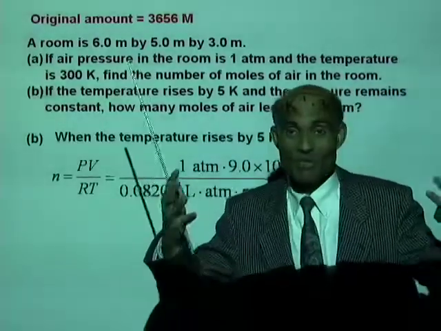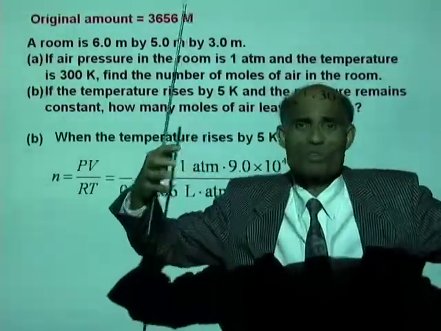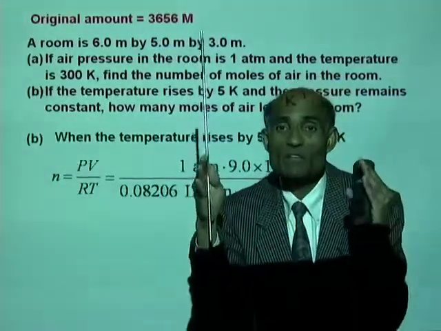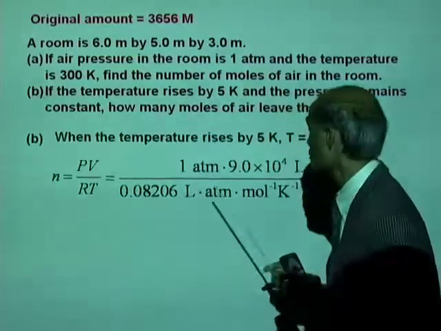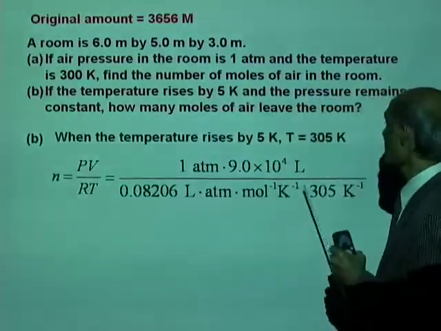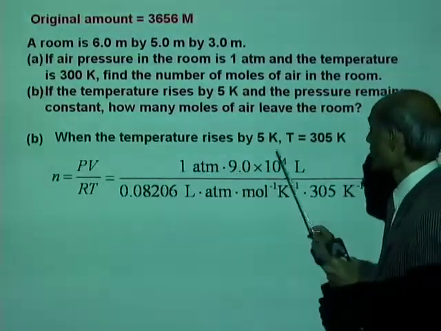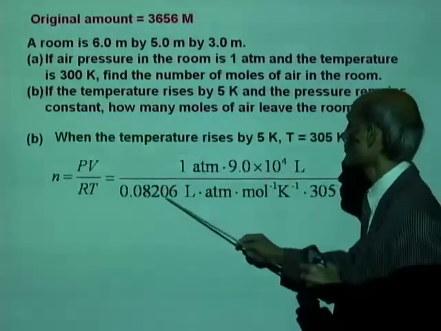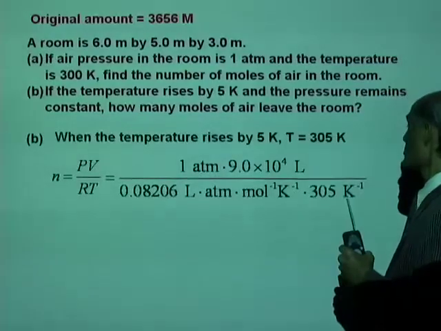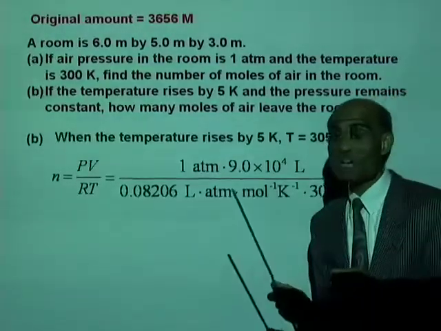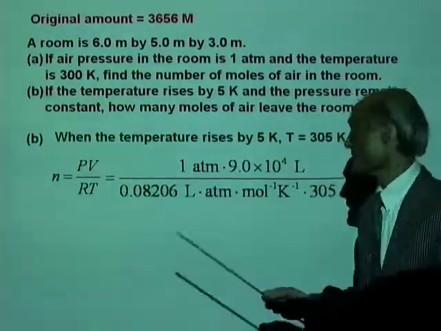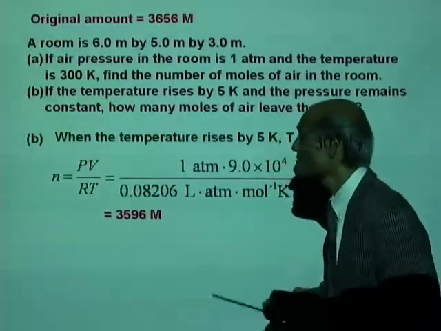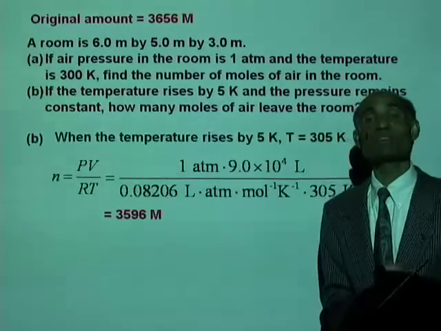Is that right? When the temperature increases, will the room change its volume? No. The room is made to a fixed volume. So the volume remains a constant. So that will be pressure multiplied by volume, divided by R and the temperature. The only thing that changes is the temperature. Now, that gives me 3,596 moles contained in the room now.